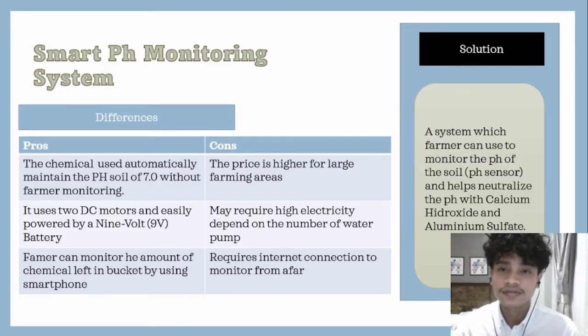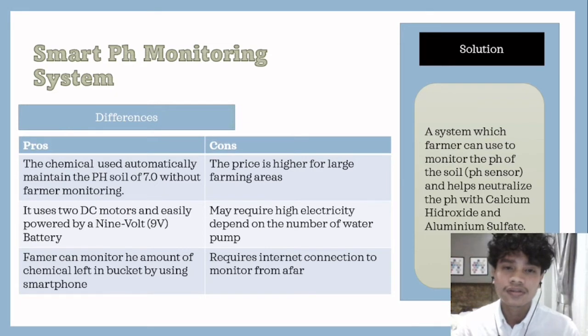Okay, based on the survey that we made with the farmers, we came up with a solution of inventing a smart pH monitoring system. It is a system which farmers can use to monitor the pH of the soil with a pH sensor, and it helps neutralize the pH with calcium hydroxide and aluminum sulfate.